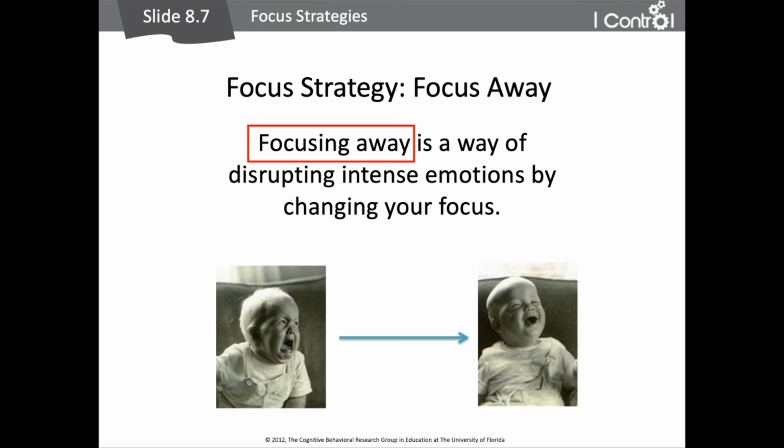The focus away strategy is a way of disrupting your intense emotions by changing your focus. Focus away works because it interrupts your unpleasant emotion and helps you focus on something else. Imagine that you were planning to go on a trip during spring break, but your mother couldn't get time off from work. Now you can't go. You're sad about it, but you know it can't be changed, so you decide to distract yourself by thinking about making spring break plans with friends. Shifting your focus from the sad emotion to something happy can help make the sadness less intense.